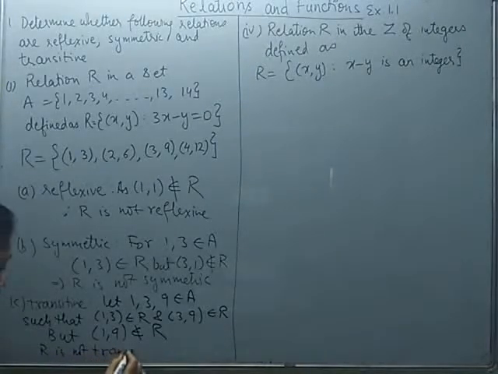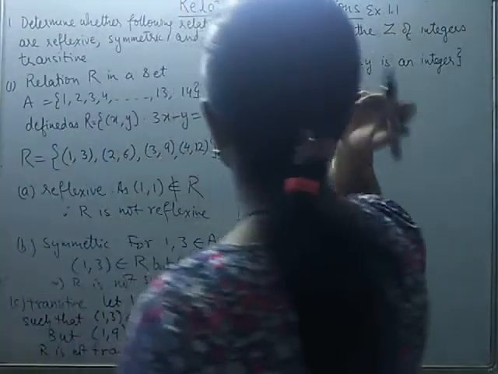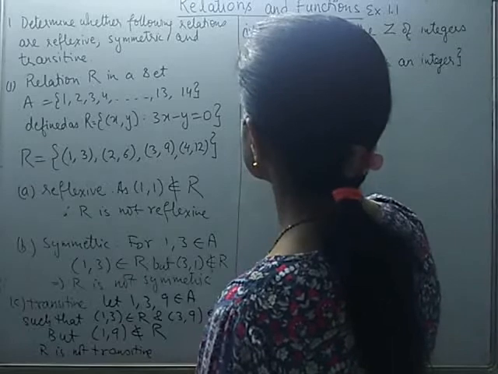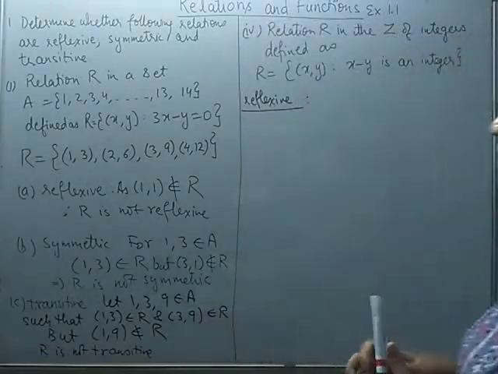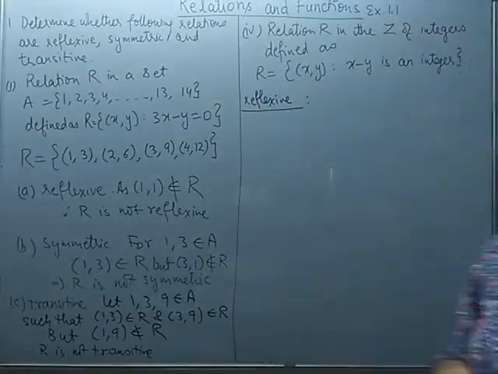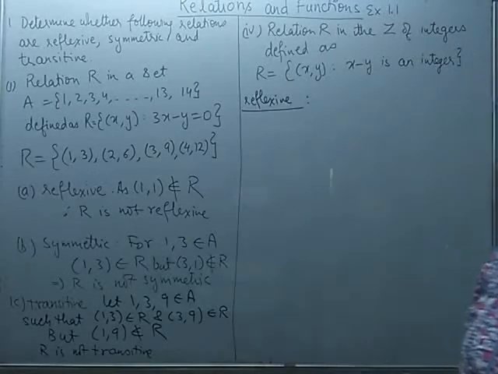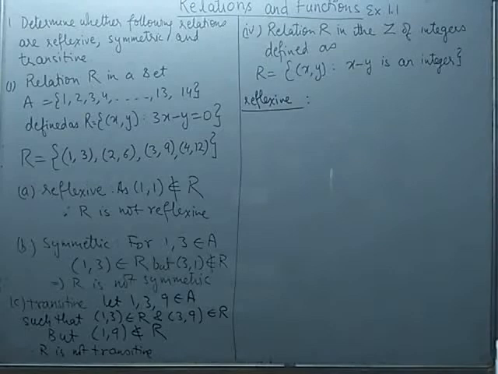So what do you find in this case? The relation is defined in such a way that it is neither reflexive, nor symmetric, nor transitive. Okay, let us quickly check this for the fourth part. As I said, this is an infinite set R. I cannot keep on looking at all the pairs in it and checking whether these three conditions are fulfilled or not. So I am going to generalize it.